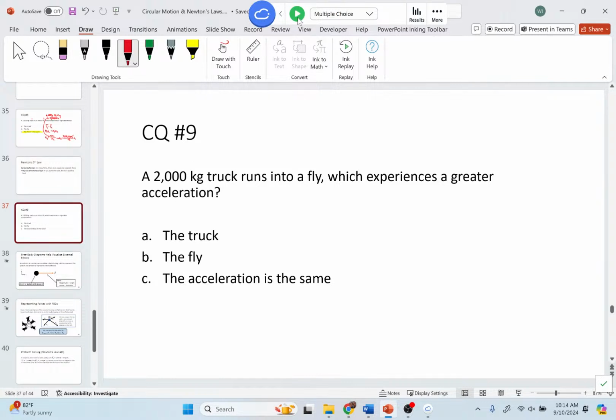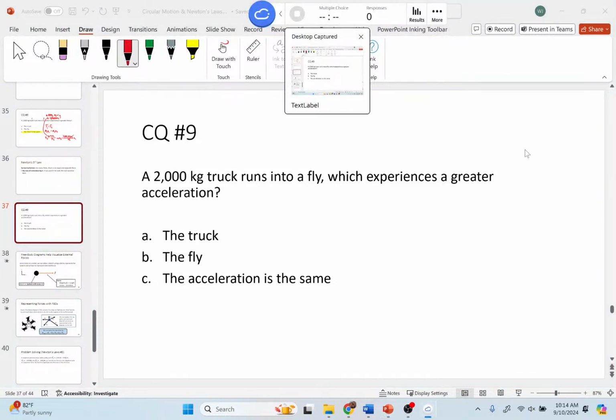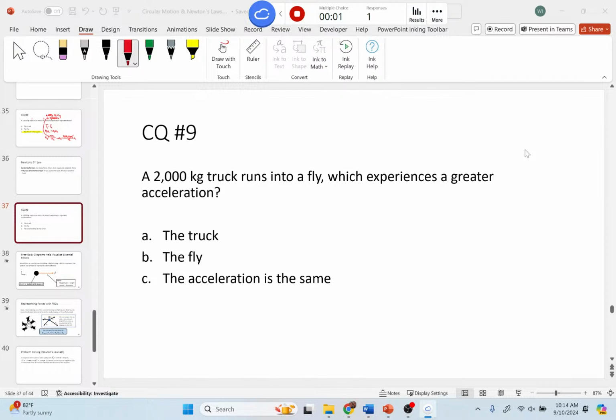Okay. So here you go. To bring it home. A 2,000 kilogram truck runs into a fly. What experiences a greater acceleration? Yeah, should be a freebie, hopefully. Which one's velocity will change the most? That's acceleration. All right, we'll go for like 15 more seconds.